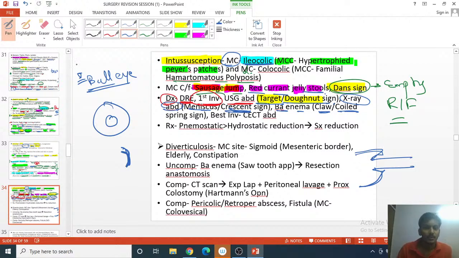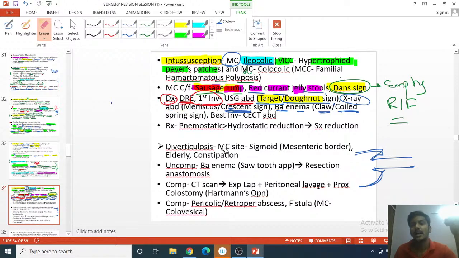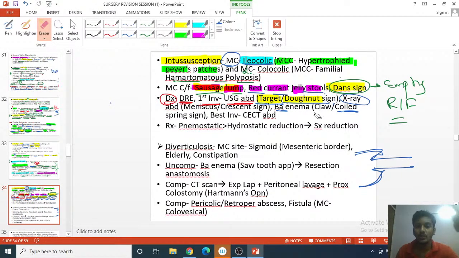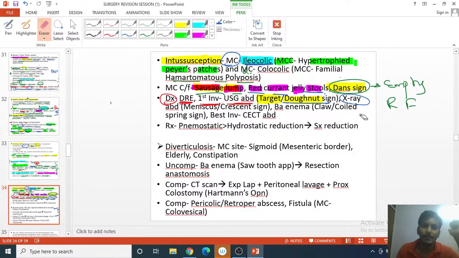Please remember. Then, which signs on ultrasound abdomen? Bullseye, target or donut sign. On ultrasound, bullseye, target or donut sign. Okay. On X-ray abdomen, meniscus and crescent sign, half moon shaped. On X-ray, meniscus and crescent sign, and on barium enema, claw sign and coiled spring sign. Please remember.